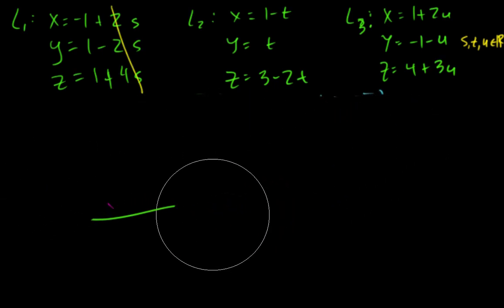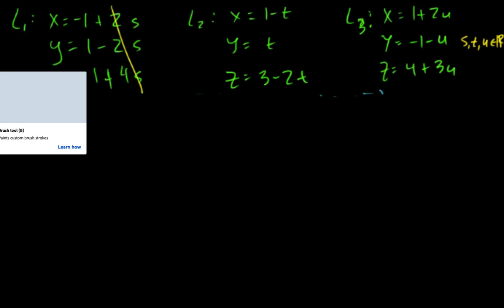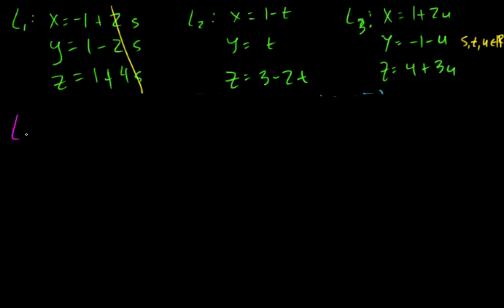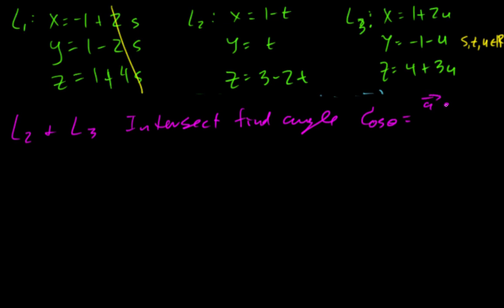Okay, the next part, we need to show line 2 and line 3 intersect, and then find the angle. Okay, so eventually we're going to use this thing. But first we need to prove that they intersect.